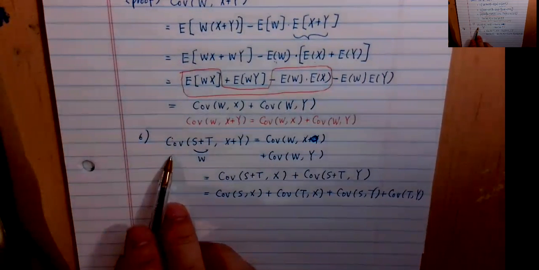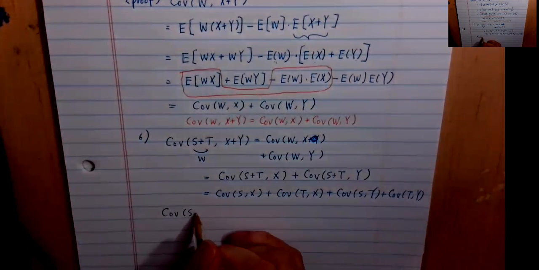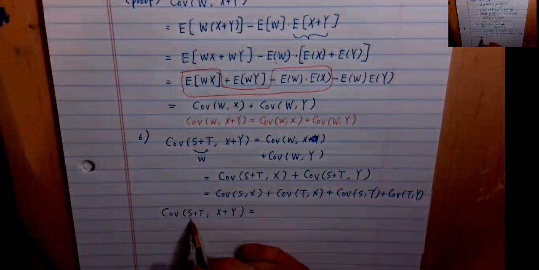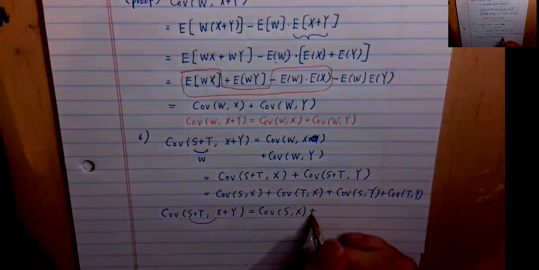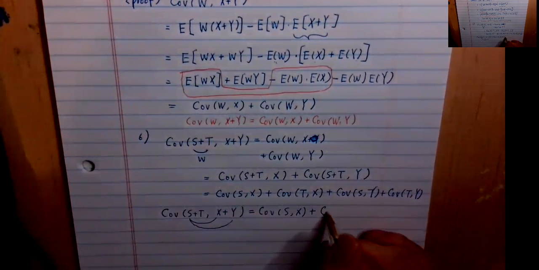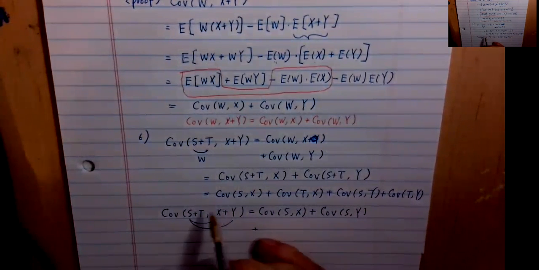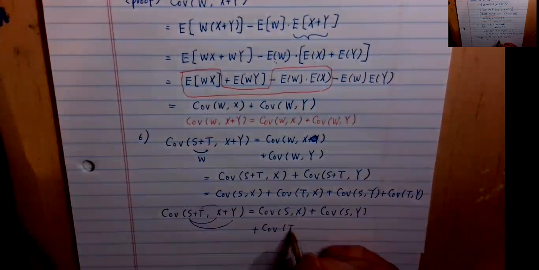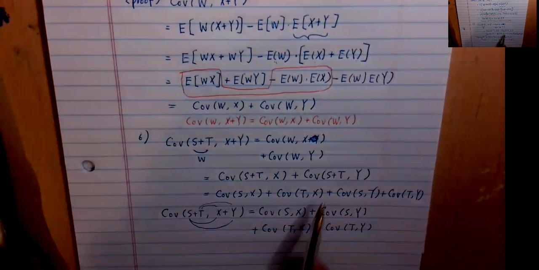So let's summarize property 6. Property 6 actually is extended from what we understand in property 5. Covariance of S plus T and X plus Y can be written as covariance SX plus covariance SY plus covariance TX plus covariance TY. As you compare these two, they are the same.